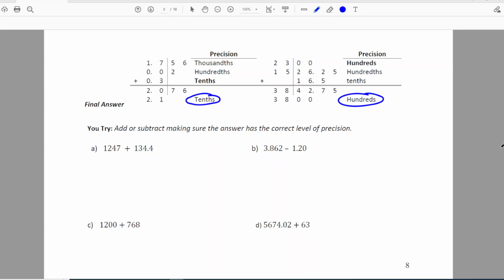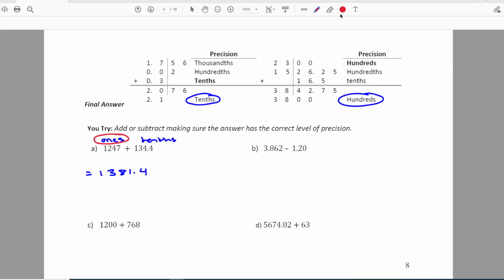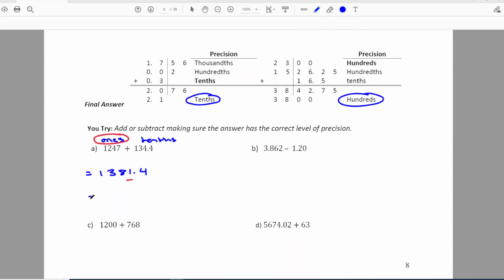Just like multiplying and dividing, I'm going to first start by plugging things into my calculator. So 1,247 plus 134.4 gives me 1,381.4. Now let's look at the rounding. Again, it's precision. This one is precise to the ones and this one to the tenths. So I can only go to the ones. That means I'm rounding this 1. Because the number next to it is a 4, it's going to stay the same, and I'd say 1,381.